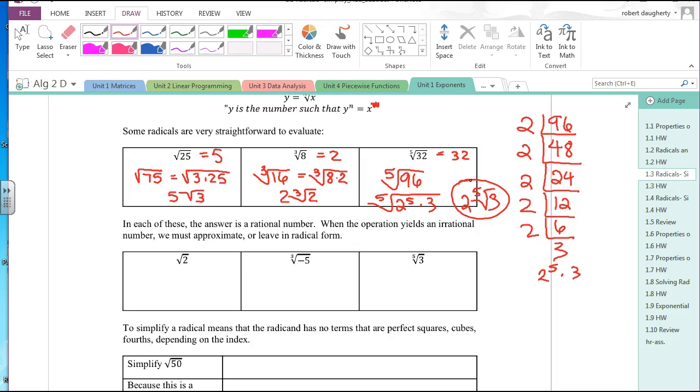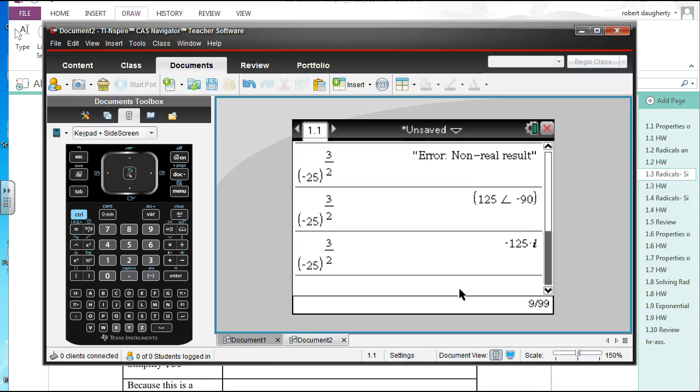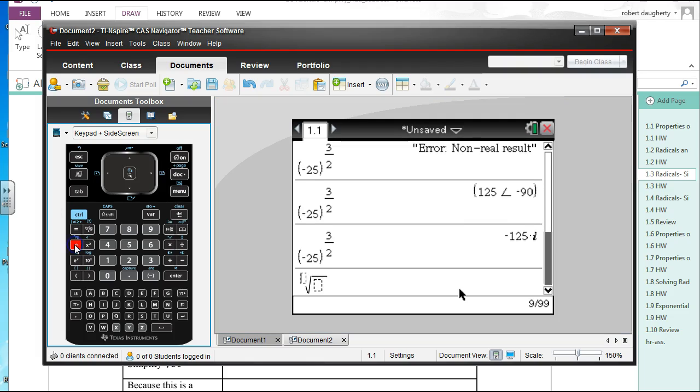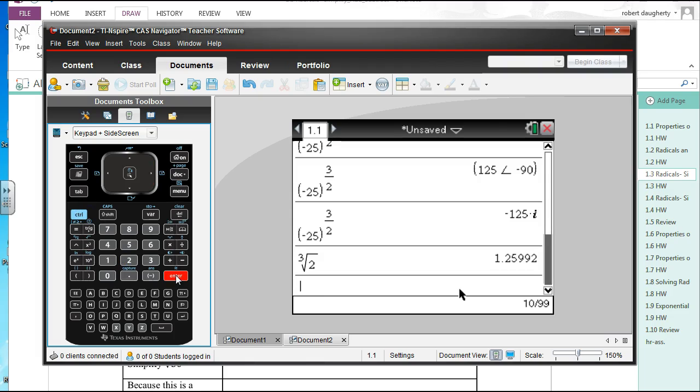What kind of number is the cube root of 2? Is it an integer? Wasn't a trick question, so let's just find out. The cube root of 2. So if I figure out what is the cube root of 2, it is 1.2599. It's an approximation, so it's irrational, okay?